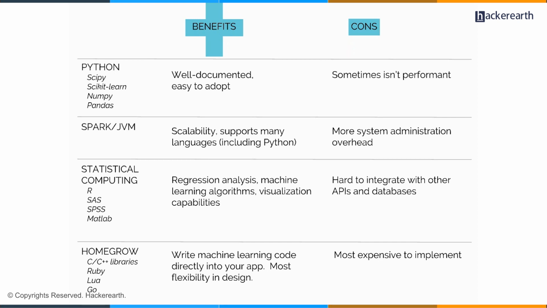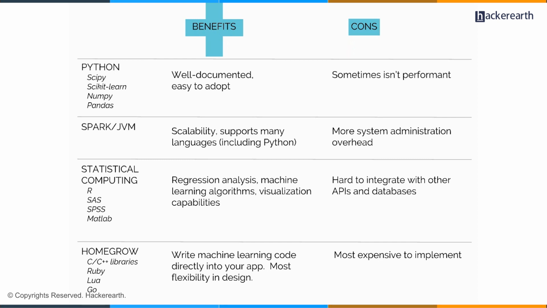Okay, last we have homegrown. These really happen when you need flexibility or a ton of performance. By performance I don't mean scalability, but pure bare metal speed. With homegrown, you can build things in C and C++ libraries. You could use Ruby; I wrote my first book in Ruby. Lua, Go, JavaScript, Node.js. The benefit here is that you get all of the flexibility.